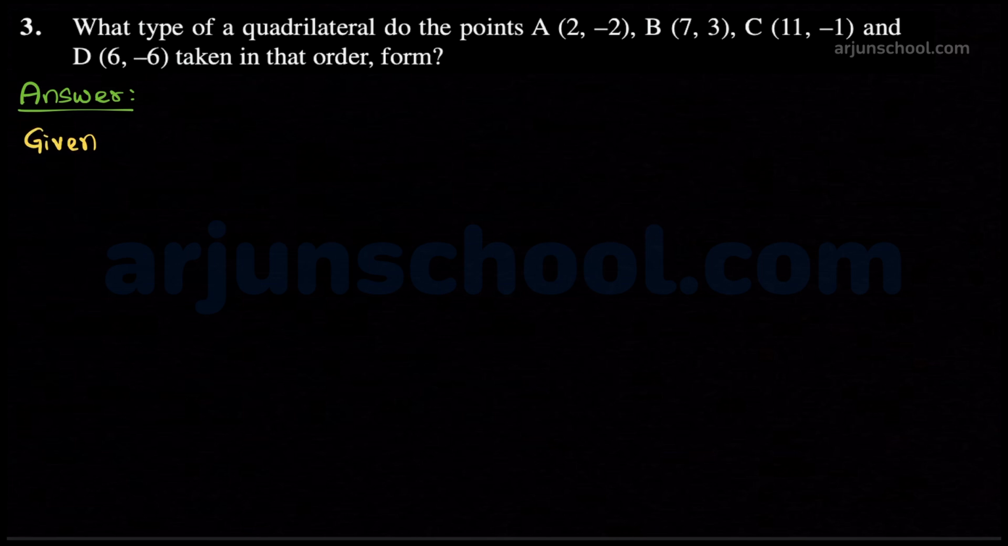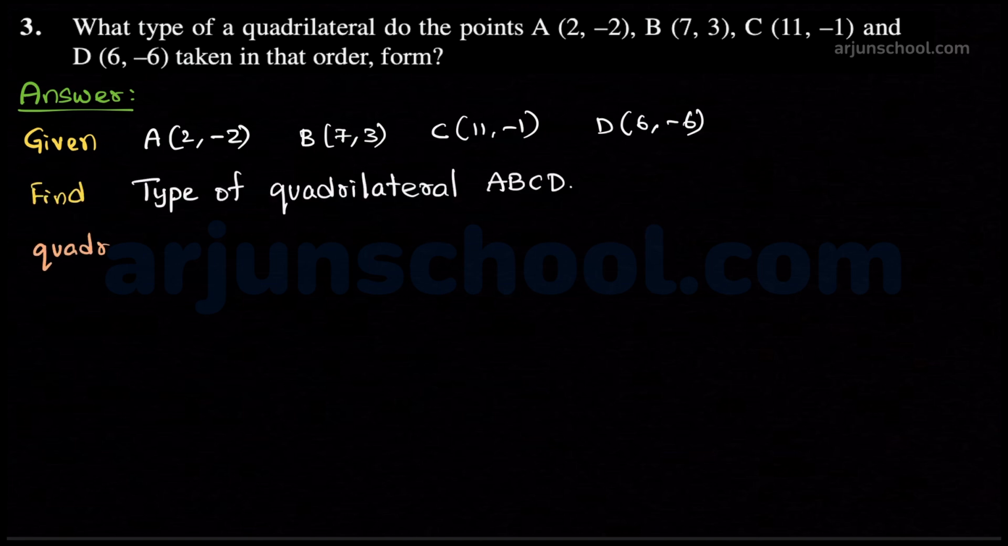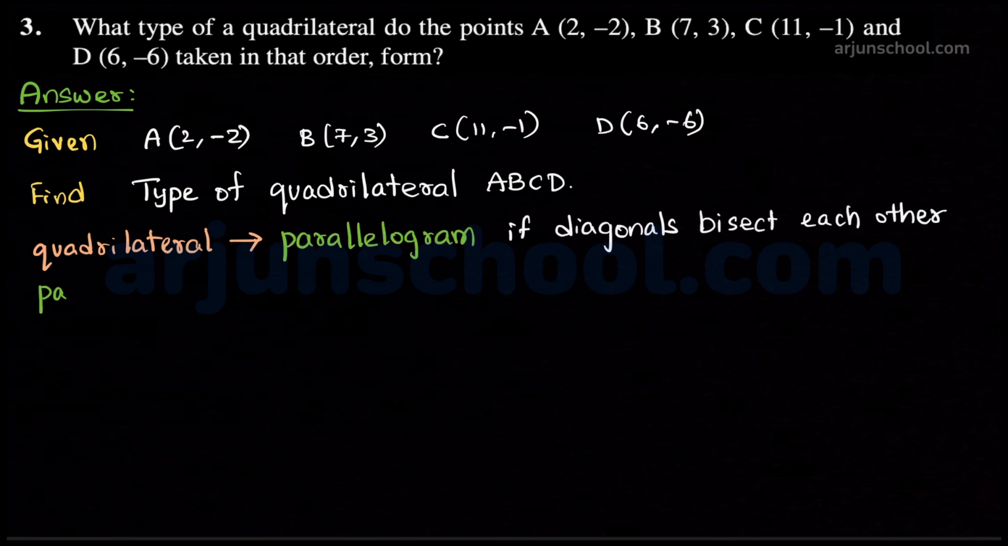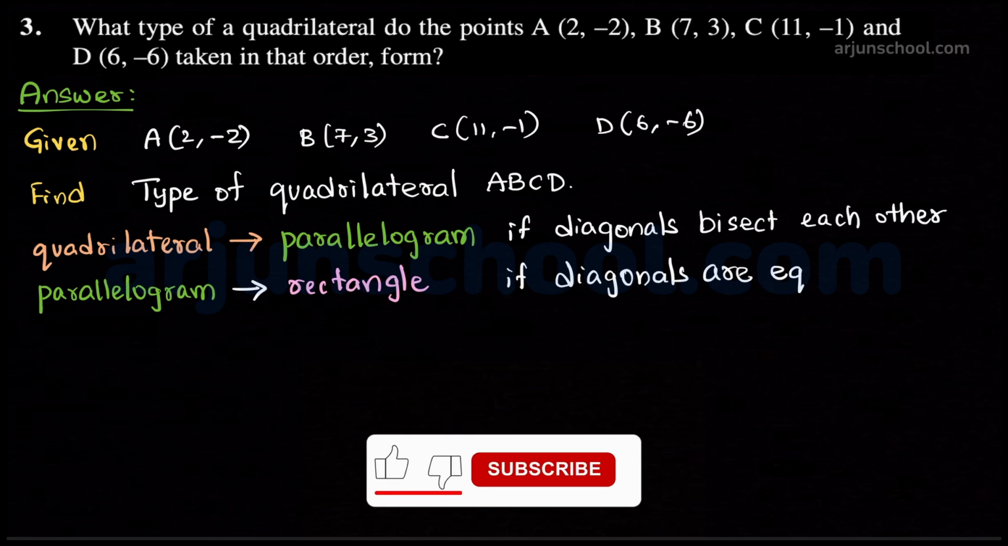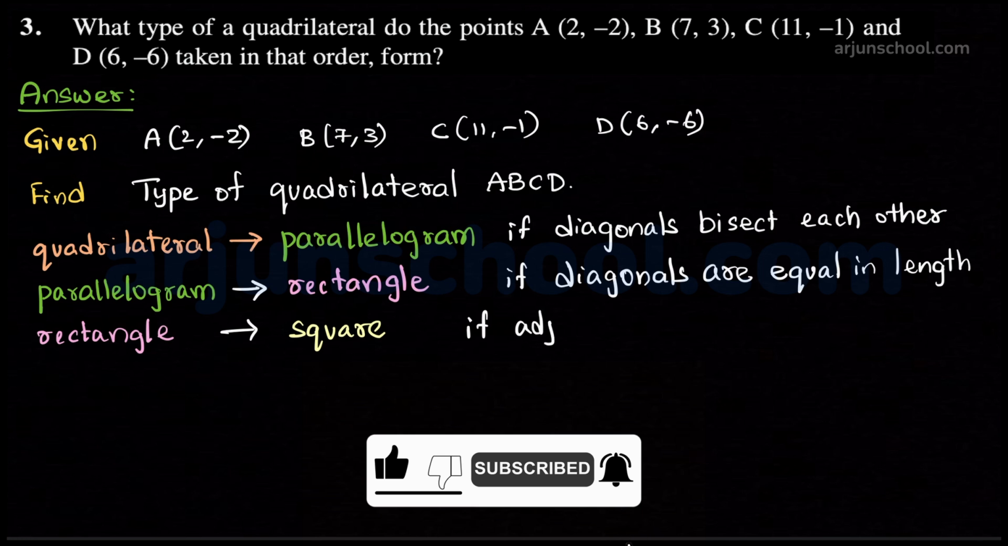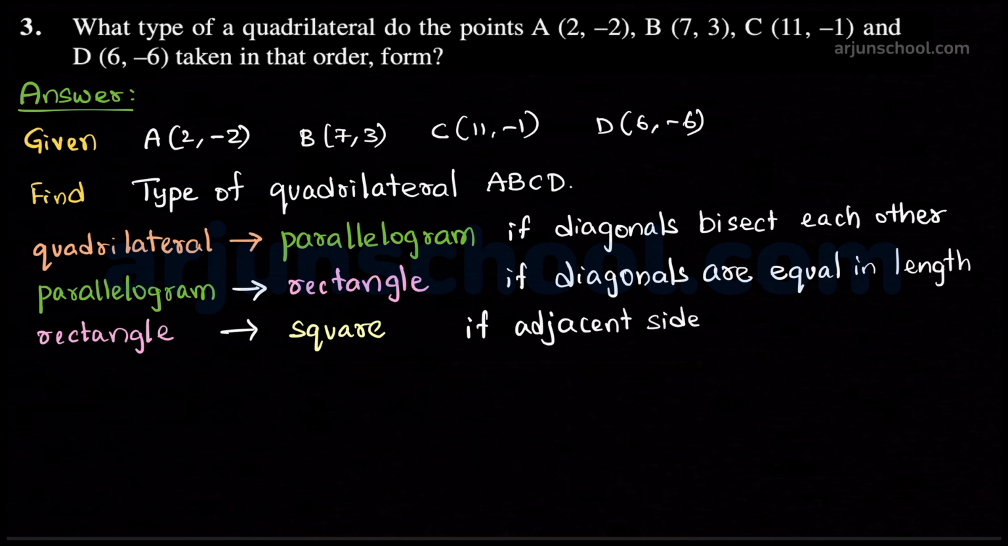We are given 4 points A, B, C, D. We need to find the type of the quadrilateral ABCD, whether it is a parallelogram, rectangle, square, or such. A quadrilateral is a parallelogram if diagonals bisect each other. A parallelogram is a rectangle if diagonals are equal in length. A rectangle is a square if adjacent sides are equal in length.